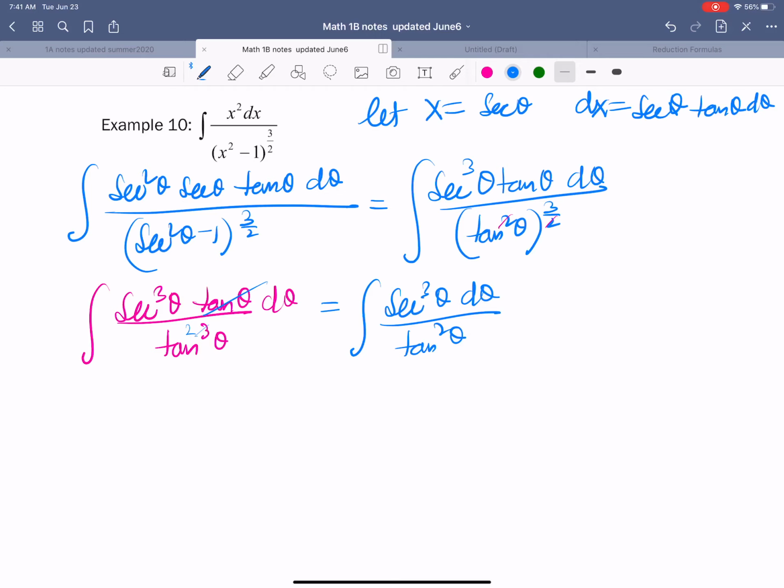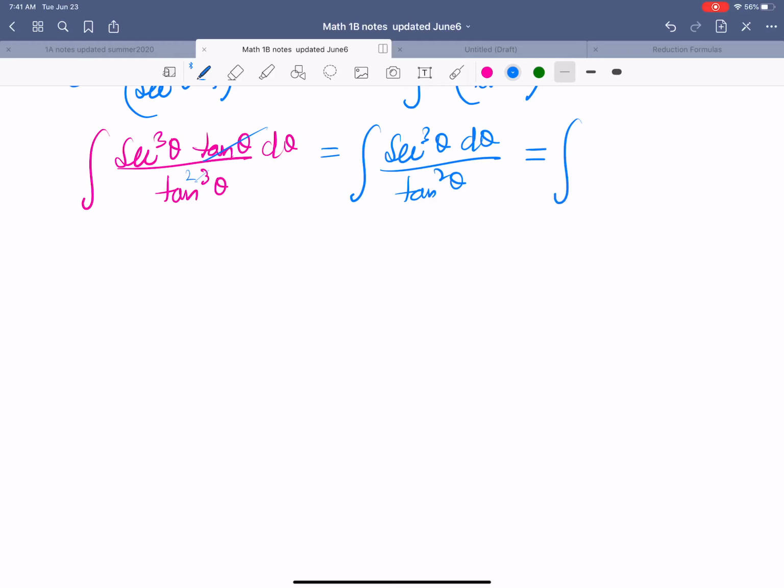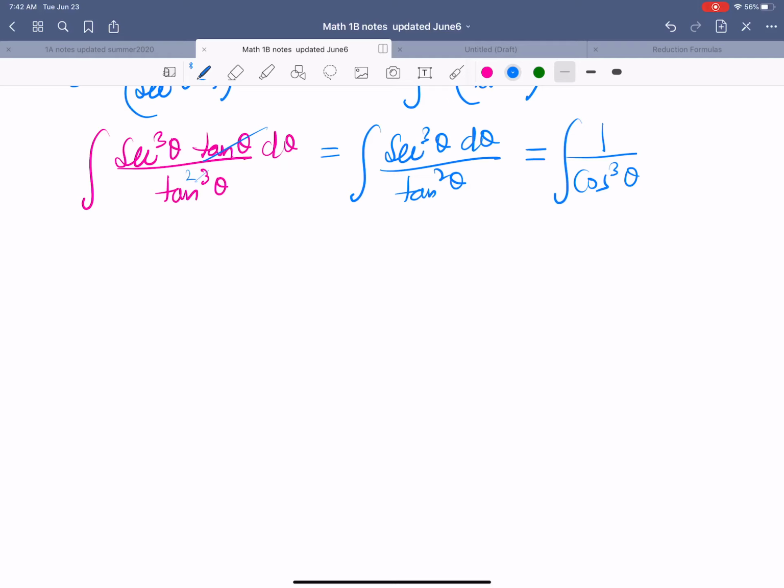sine and cosine. Let's give it a try. Let's change them to sine and cosine and see if it helps. So I have secant theta, which I can write as 1 over cos theta, cubed, because it's secant cubed theta. And tangent squared theta in the denominator would become sine squared theta over cos squared theta. And I still have d theta there.